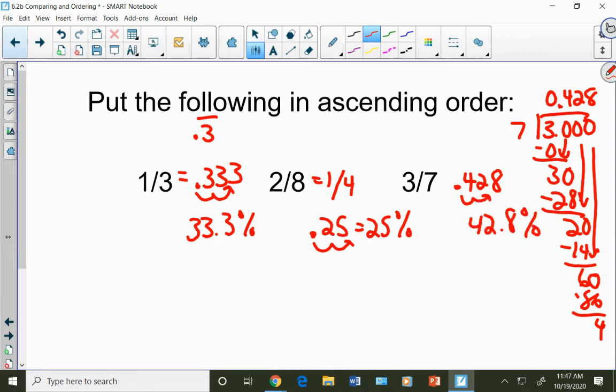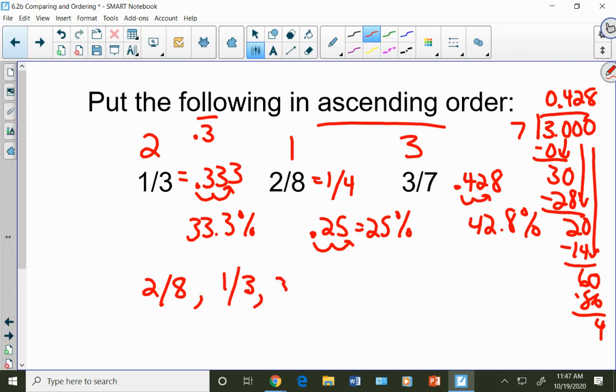So if this is ascending, that means to go up. So I need the smallest number first. So 2/8 would be first, and then 1/3 would be second, and 3/7 would be last. So I wrote that down to be 2/8 first, 1/3 second, and 3/7 last. So I hope you understand that when we have all three, we want to turn them into percentages, and then we can tell which one is larger and which one's smaller.